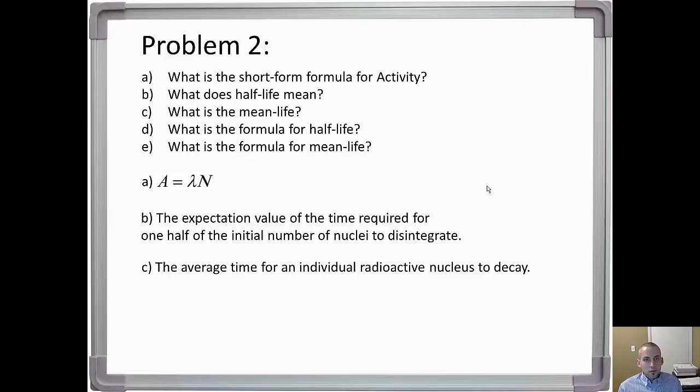And what's the formula for half-life? Half-life is equal to 0.693 over the decay constant. What's the formula for mean life? Mean life is equal to 1.44 times the half-life. So I'd memorize the short form formula for activity, half-life, and also mean life. These are all very important formulas.